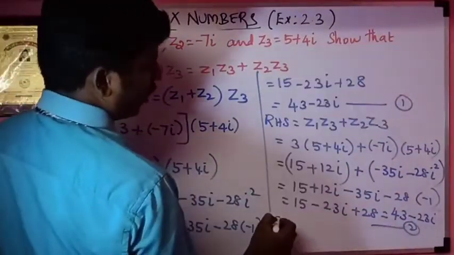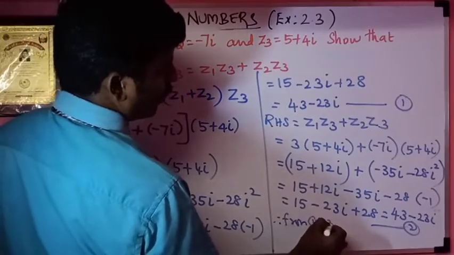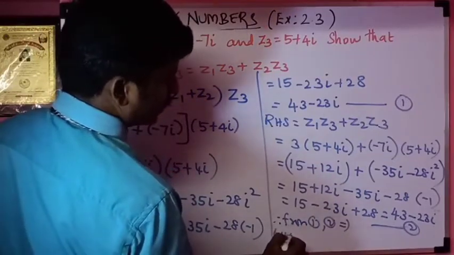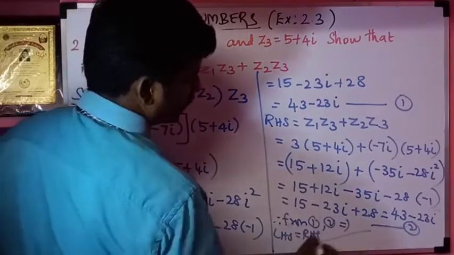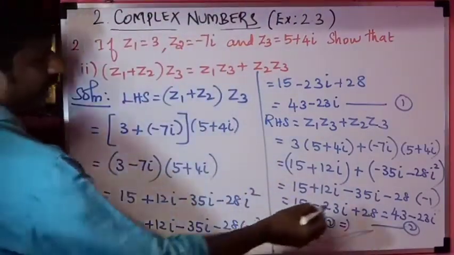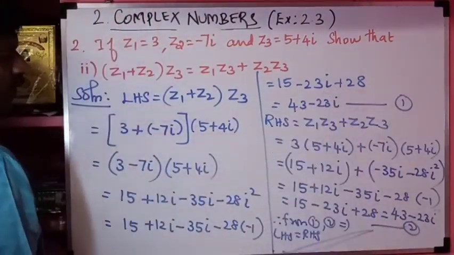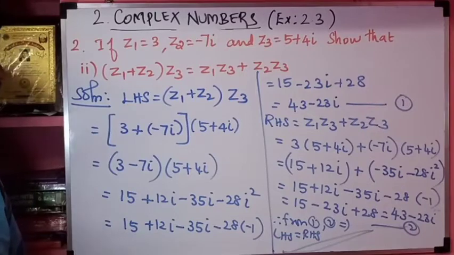Therefore, from 1 comma 2, the LHS is equal to RHS. Then the equation is equal. Is it clear? Now let us see the next problem.